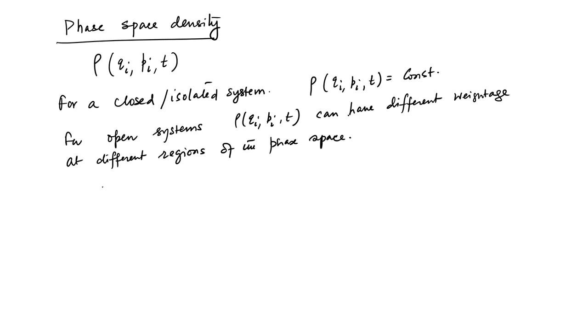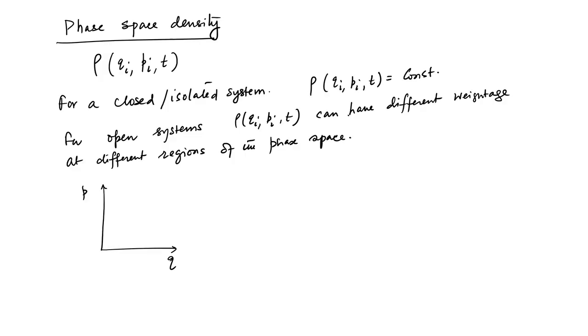So what I mean is that this is the phase space, PQ, and this closed system says that the system is likely to be anywhere with equal probability in this phase space. But now, when you have allowed the system to exchange, say, energy and number of particles, either of them or both, then there are certain regions of the phase space that could be more important, because it has to give you an equilibrium pressure, volume and temperature.